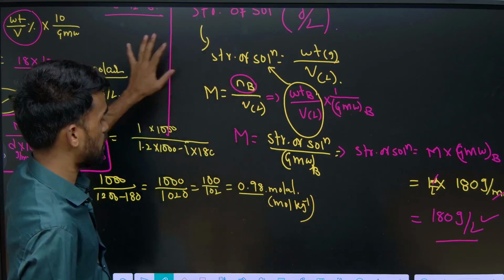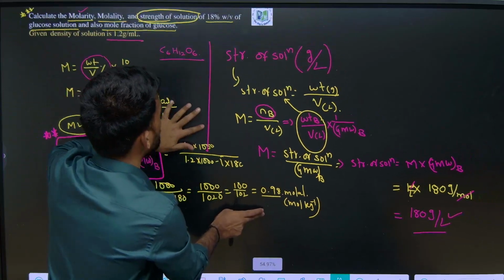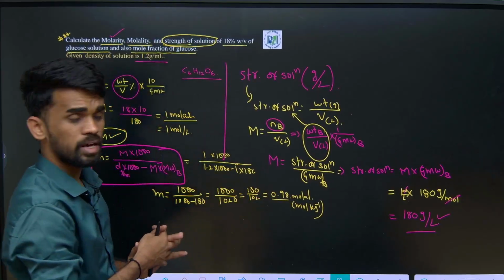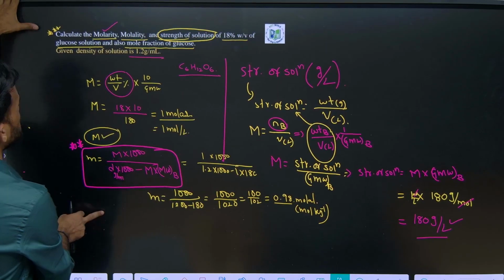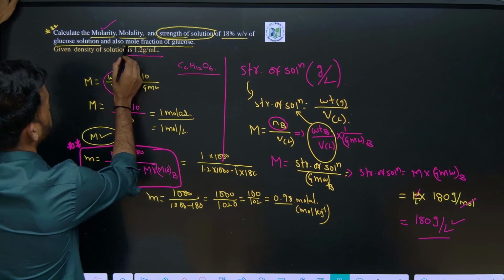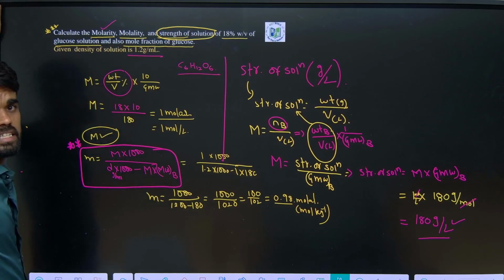So what is the strength of this particular solution? That is 180 grams per liter. Okay, I hope that is also clear. Now what is the remaining thing they have asked? They are asking about mole fraction. So how do we calculate this mole fraction?